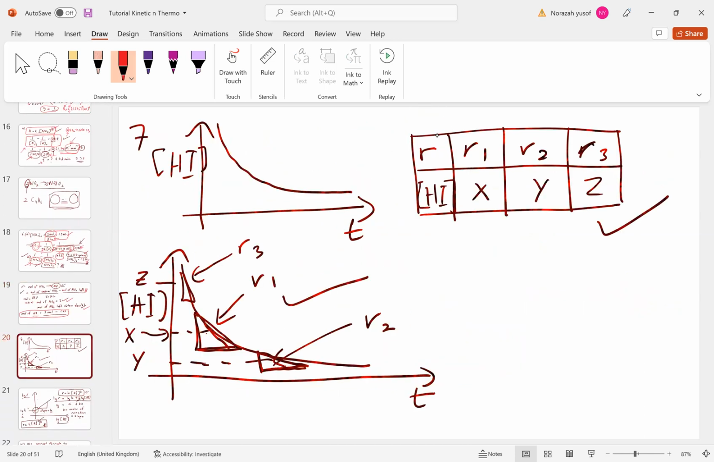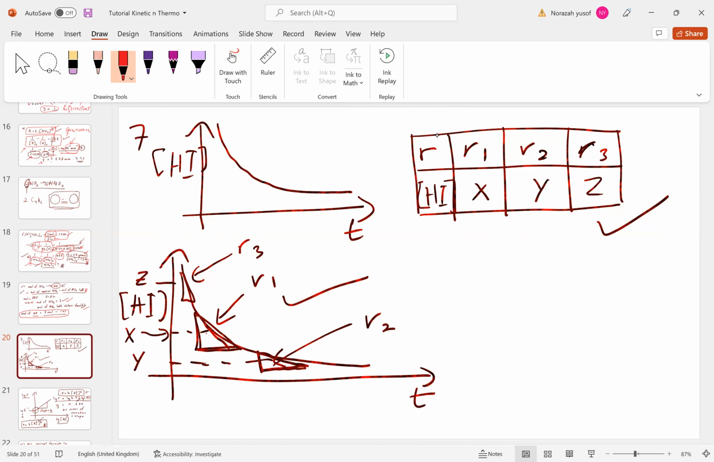Tengok apa lagi. Number 7. Okay. So the following data were obtained from a study of decomposition of a sample of hydrogen iodide on the surface of gold wire. Plot the data to find the order of reaction, the rate constant, and the rate equation. So now the table has given you time as well as the concentration of the reactant against time.